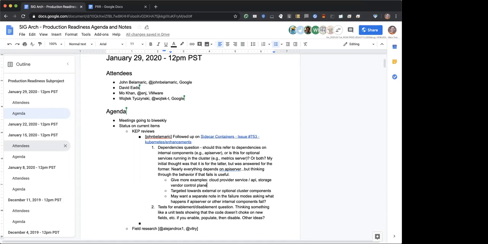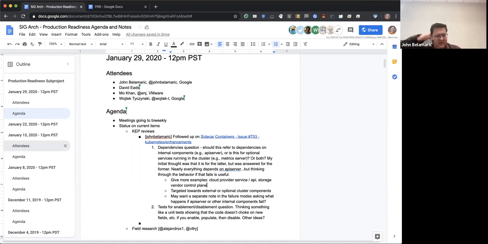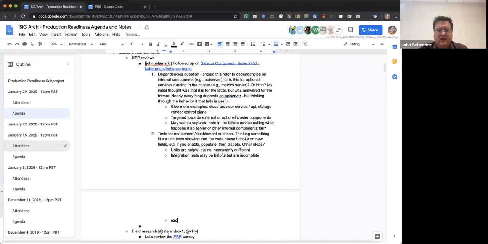No, I'm not saying don't write the unit tests. I'm saying don't gain an infinite sense of confidence from those unit tests. Okay, so what I'm hearing is unit tests are helpful, but not necessarily sufficient. Integration tests may be helpful, but are incomplete. E2E framework doesn't support these types of tests.